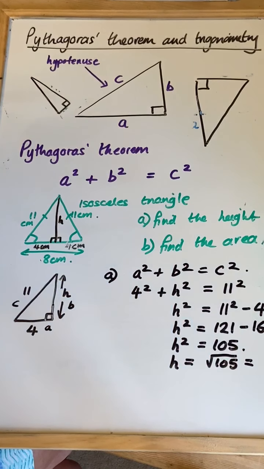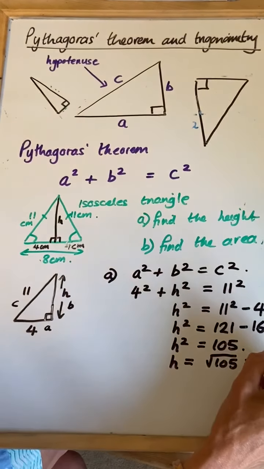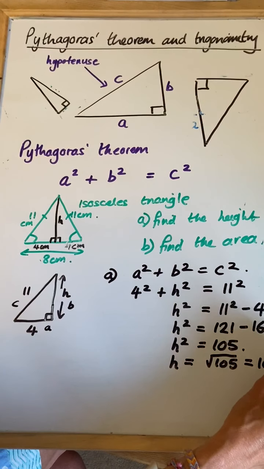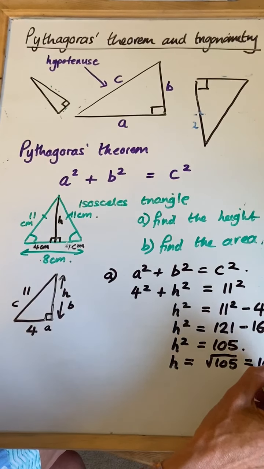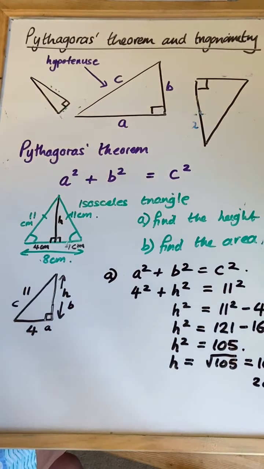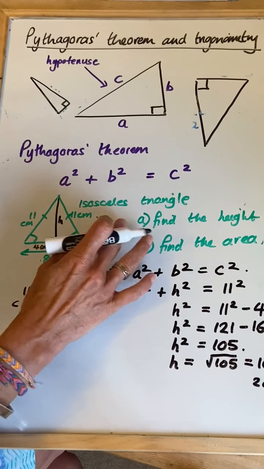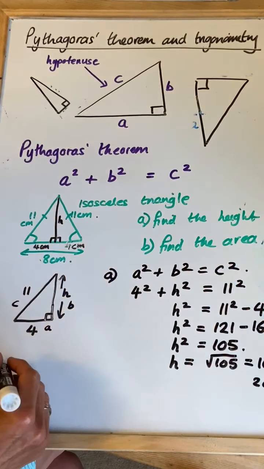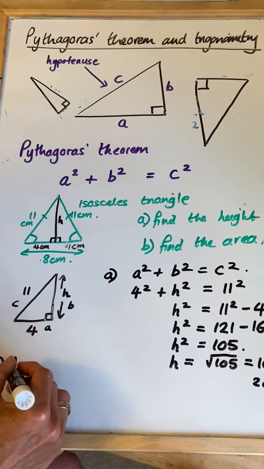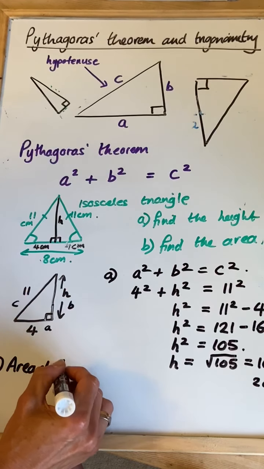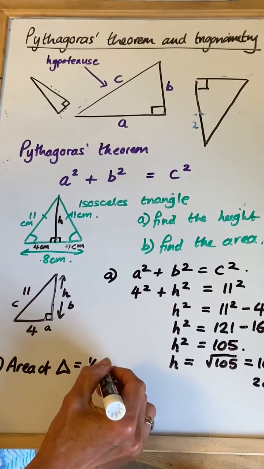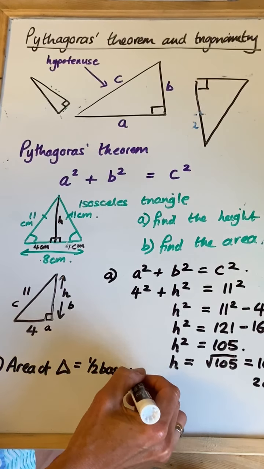I'll just pop it into my calculator. Square root of 105 is 10.25, to 2 decimal places. Okay, so that's my height. That's answered part A of the question. The next thing I need to do for part B is find the area. Well, the area of any triangle is half the base times the height.